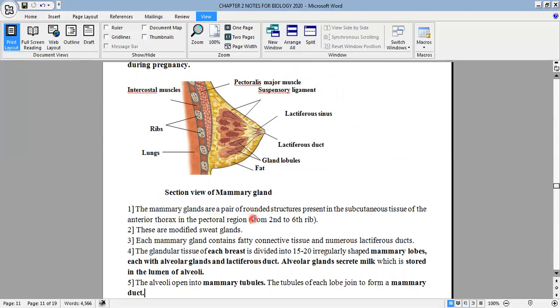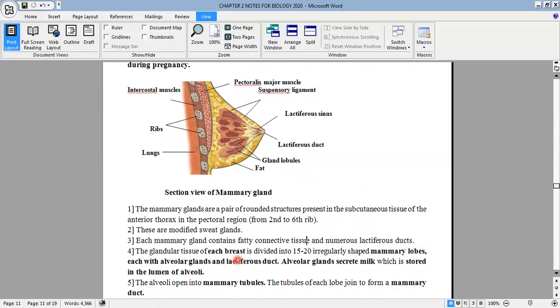Mammary glands are a pair of rounded structures present in the subcutaneous tissue of the anterior thorax in the pectoral region. Now, if you don't remember this entire line, you can just say that mammary glands are a pair of rounded structures which are present in the thorax region. These are modified sweat glands. Each mammary gland contains fatty connective tissue and numerous lactiferous ducts. What they show? Fatty connective tissue and many lactiferous ducts.